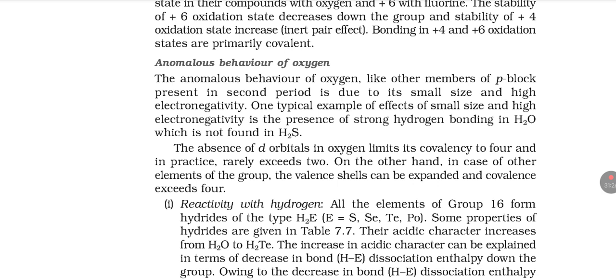Anomalous behavior of oxygen. Anomalous behavior of oxygen, like other members of the p block present in the second period, is due to its small size and high electronegativity. One typical example of the effect of small size and high electronegativity is the presence of strong hydrogen bonding in water, which is not found in hydrogen sulfide.